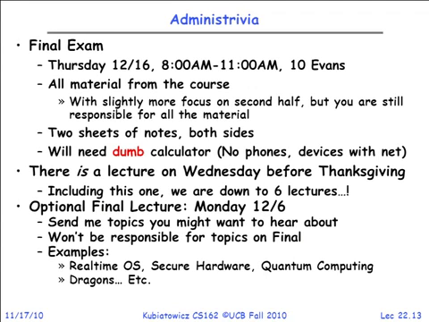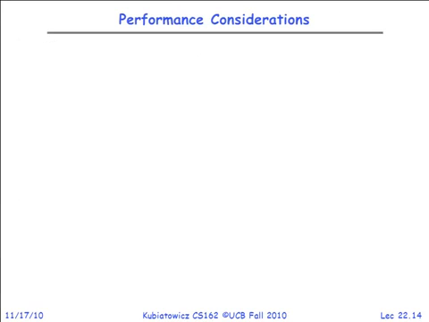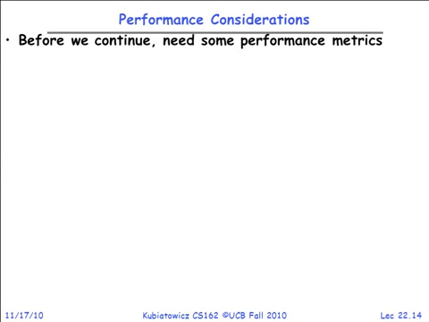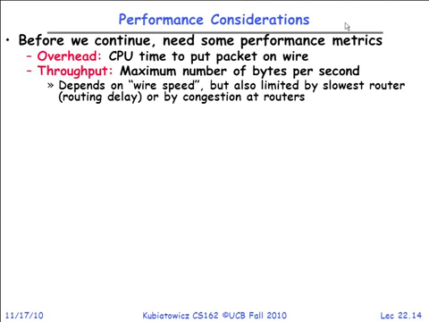So, performance considerations. Let's now talk a little bit more about some things that we might want to get out of our network. So let's get some performance metrics. Overhead is typically used to refer to the time to put the packet on the wire. Throughput is the maximum number of bytes per second that we can send. Now, clearly, this depends on wire speed. That goes without saying. So if you've got a 1 gigahertz link versus a 10 megahertz link, that's going to be different.